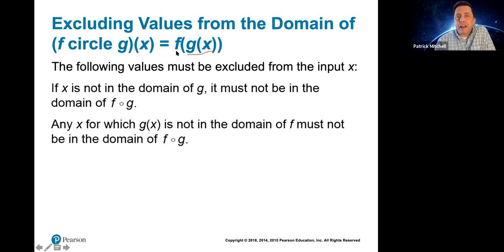Two functions are getting evaluated, right? When you do a composite function, you take a number, plug it into function g. So that has to be defined. Then you take the answer to that problem and plug it into function f, and that has to be defined. So two things have to happen. X has to be in the domain of g, and g of x, the number g of x, must be in the domain of f. So let's look at an example of that.